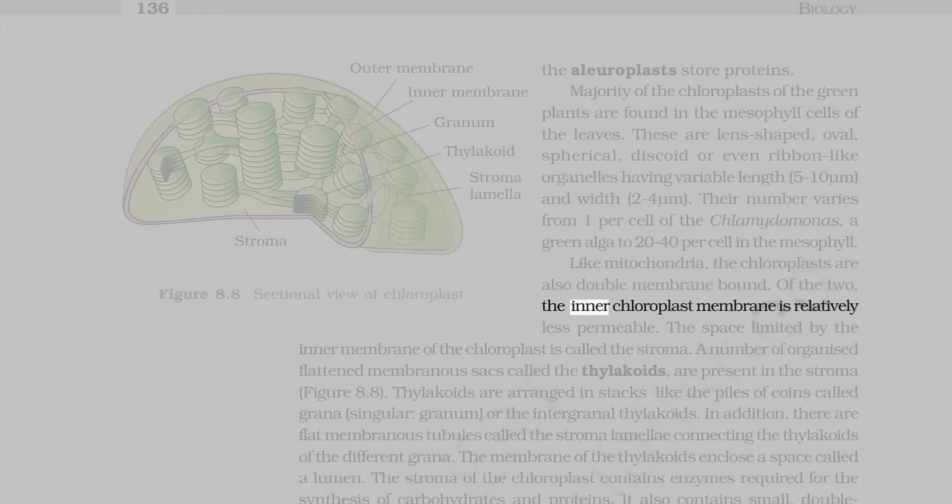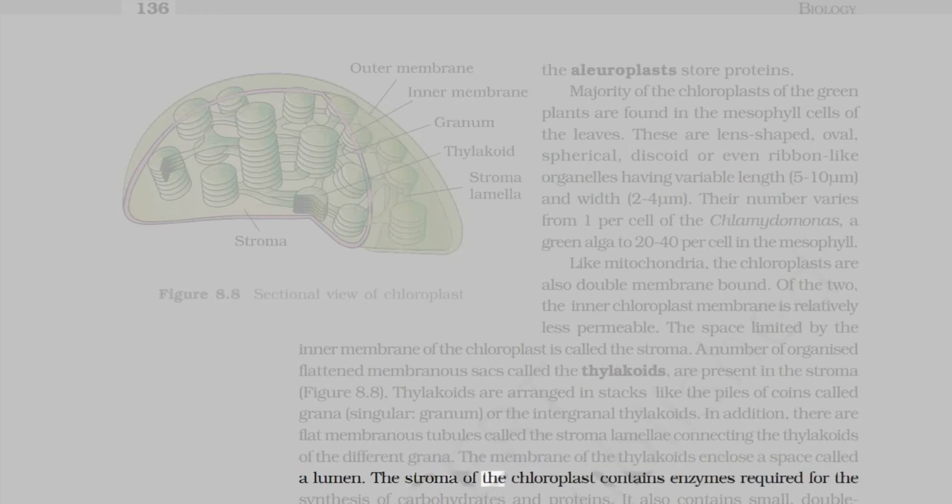Of the two, the inner chloroplast membrane is relatively less permeable. The space limited by the inner membrane of the chloroplast is called the stroma. A number of organized flattened membranous sacs called the thylakoids are present in the stroma, figure 8.8. Thylakoids are arranged in stacks like the piles of coins called grana, singular granum, or the intergranal thylakoids. In addition, there are flat membranous tubules called the stroma lamellae connecting the thylakoids of the different grana. The membrane of the thylakoids enclose a space called a lumen.